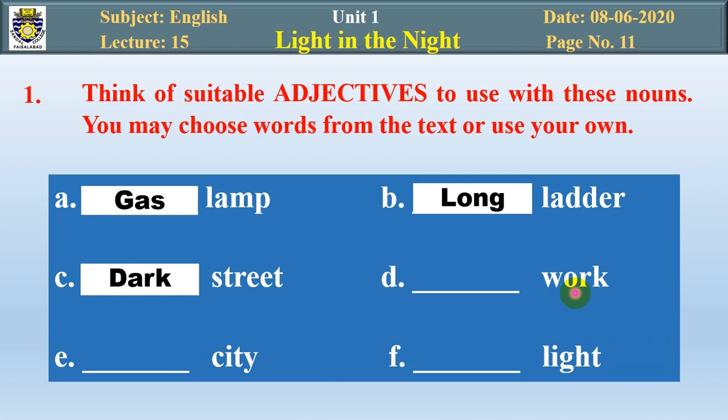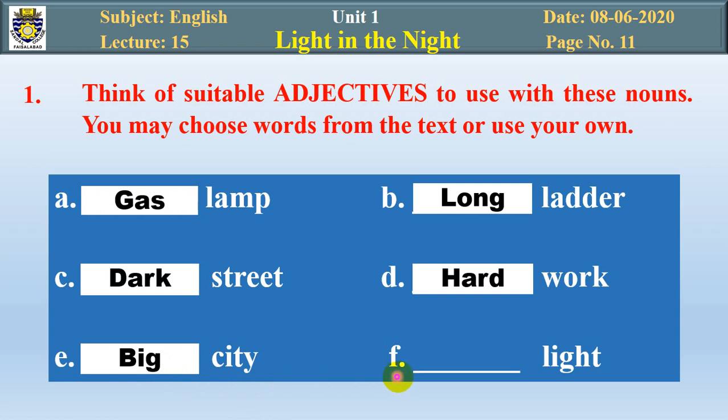D is work. Work is a noun, and the adjective that comes here is hard work. It is rather easy because I'm sure you all are hard-working students. You can also write smart work, nice work, etc. Next is E, city. The adjectives may be big, fine, nice, large, populous, etc. Big city is rather easy for you.